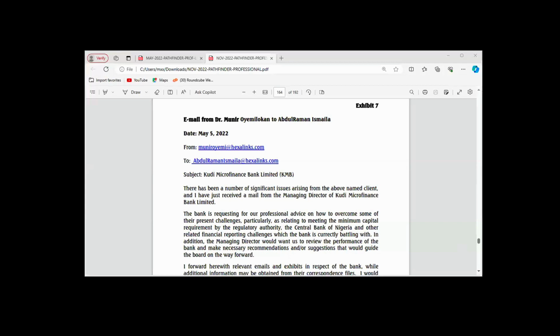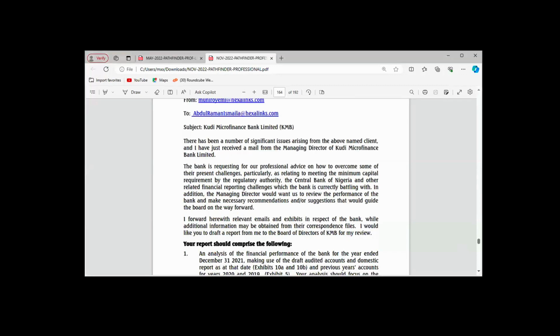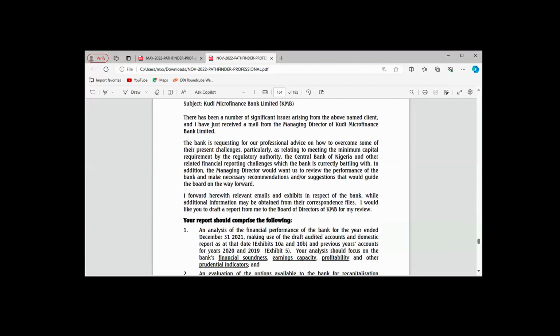Email from Dr. Munir Oyemi Lokan to Abdurrahman Ismaila. There has been a number of significant issues arising from the above-named client, and I have just received a mail from the MD of Kudi Microfinance Bank Limited. The bank is requesting professional advice on how to overcome some of their present challenges, particularly as relating to meeting the minimum capital requirements by the regulatory authority, the CBN, and other related financial reporting challenges which the bank is currently battling with. In addition, the managing director would want us to review the performance of the bank and make necessary recommendations and or suggestions that will guide the board on the way forward. I forward herewith relevant emails and exhibits in respect of the bank, while additional information may be obtained from their correspondence files. I would like you to draft a report from me to the board of directors of KMB for my review.